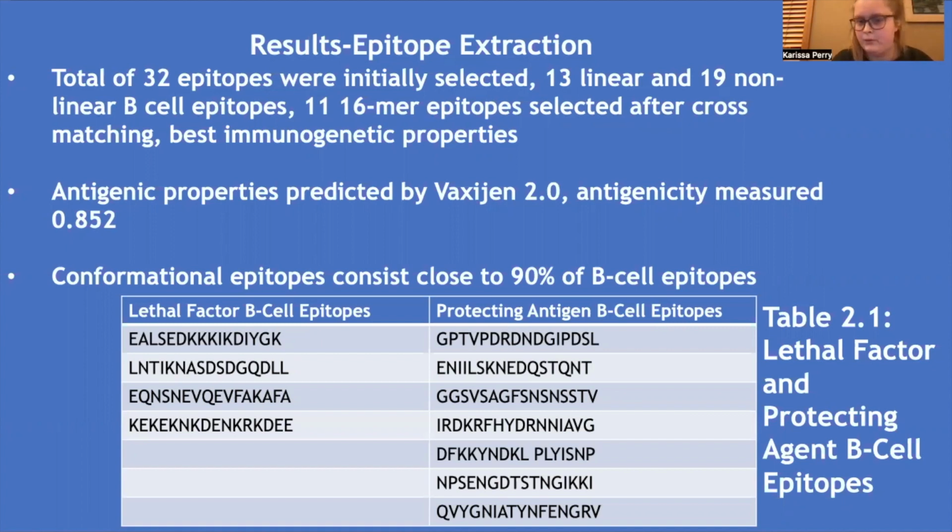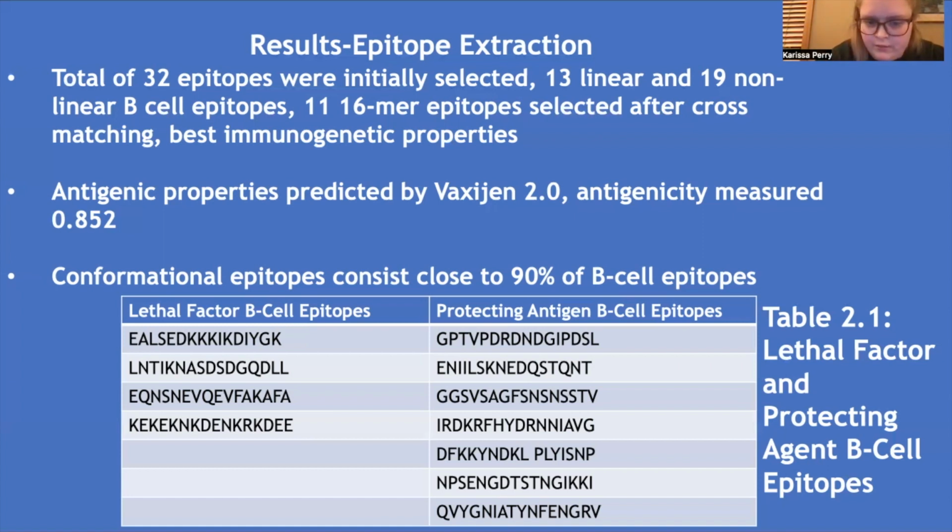Antigenic properties were predicted by VaxiJen 2.0. The allergenicity measured 0.852, which is a good score for allergenicity. Anything under 0.45 is not good. So 0.852 is a very good score for this. And the conformational epitopes consist of close to 90% of B cell epitopes. So close to 95% are conformational epitopes.